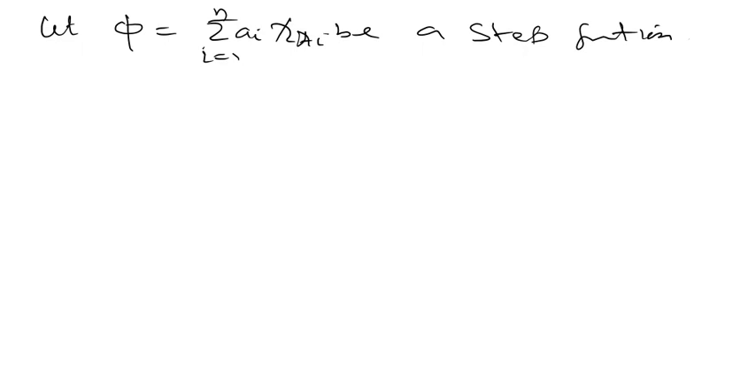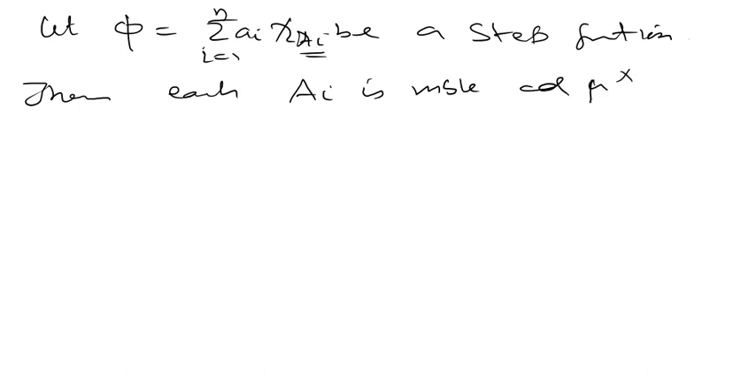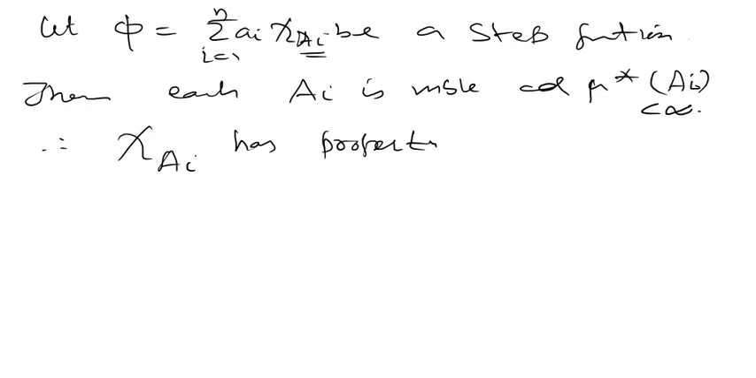Then each chi A_i is measurable and has finite measure. Each A_i is measurable and mu star of A_i is finite. Therefore chi A_i has property P. So we have just proved that it has property P for all i from 1 to n.